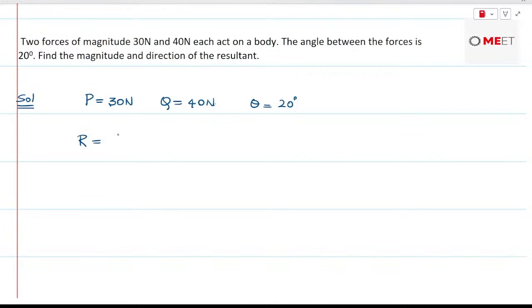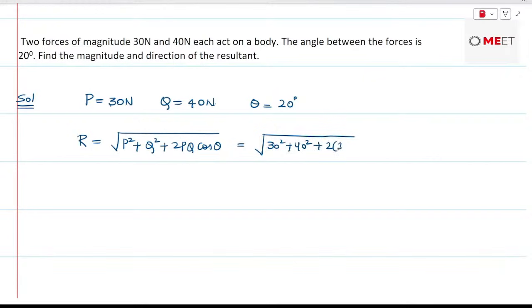The magnitude of the resultant R is equal to root over P square plus Q square plus 2PQ into cosine of theta. That is, root over 30 square plus 40 square plus 2 times 30 into 40 into cosine of the angle between them. So this comes out as 52.206 newtons, and the angle between the resultant and the 40 newton force can be computed, or else with the 30 newton force if we consider that.